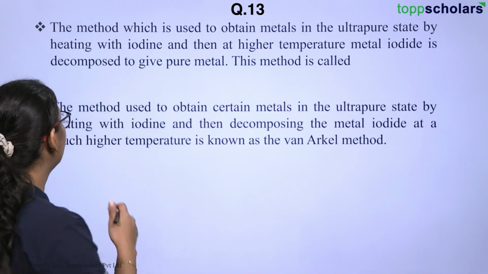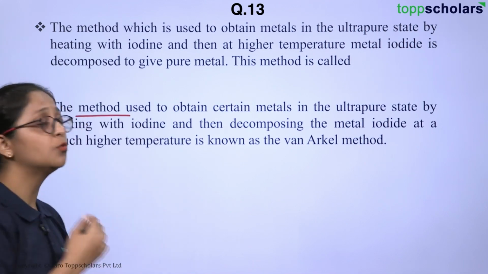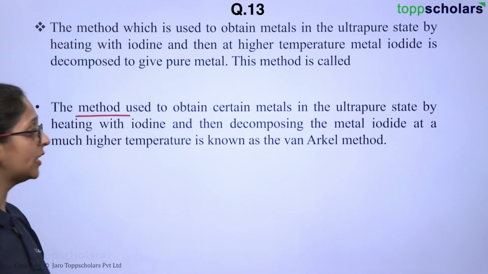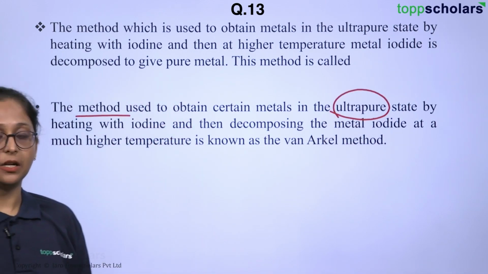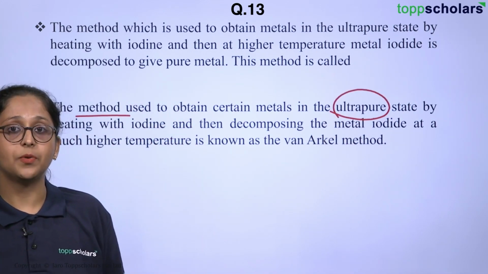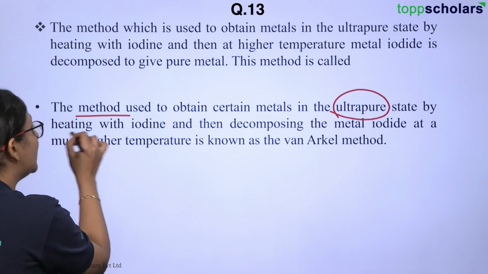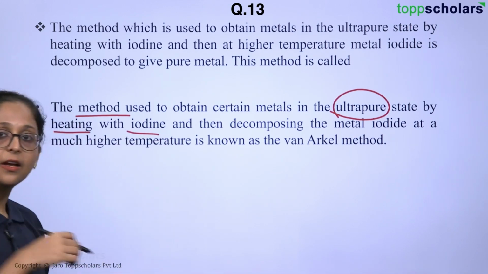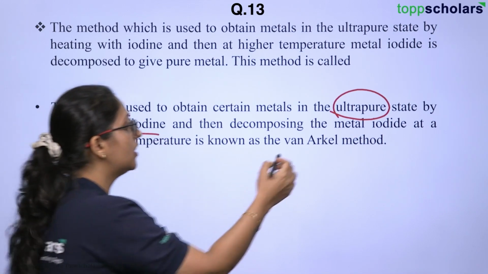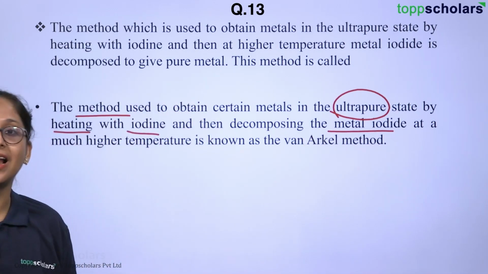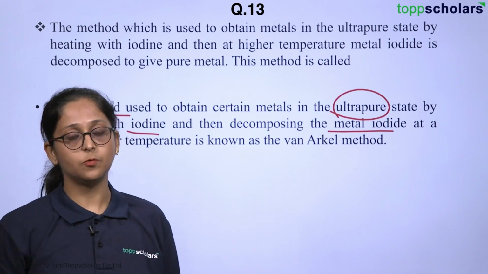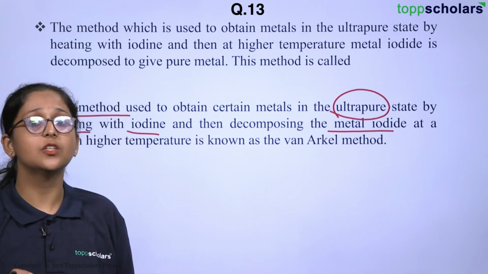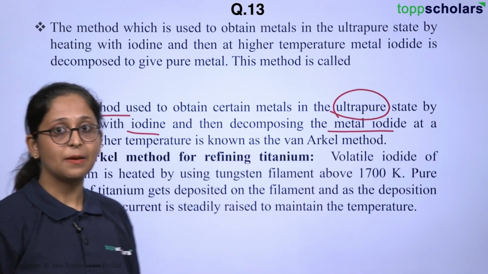So here we can say that this method is used to obtain an ultra pure state of that particular metal, and to obtain the ultra pure state we are heating it with iodine, right, and then we are decomposing the metal iodide at a very high temperature. So this method that we are performing is known as Van Arkel's method.